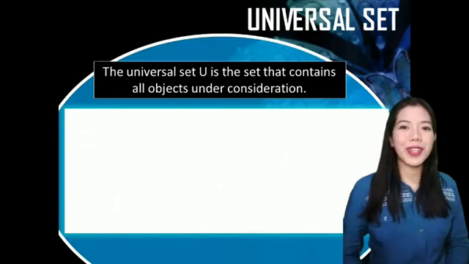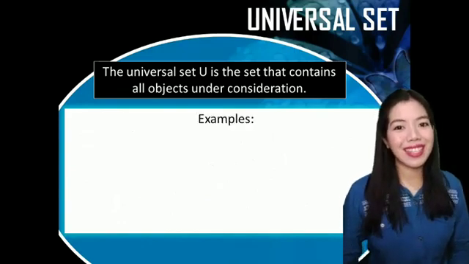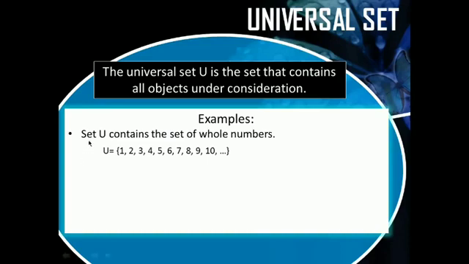Let us take a look at some examples of this universal set. Set U contains the set of whole numbers. So this is a universal set because it starts from 1 and goes up to infinity, which is why we use the ellipsis. And once again, whole numbers are positive integers starting from 1. So this is really a well-defined set.